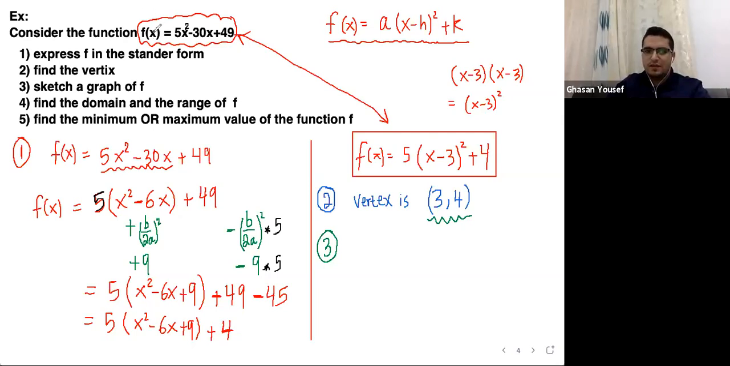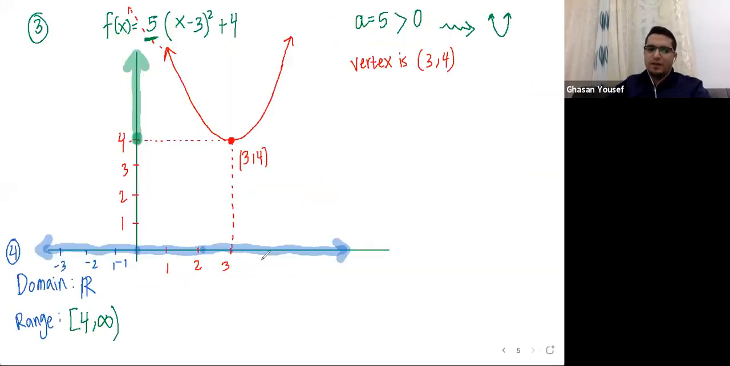Set x equals 0. So we'll get 5 times 0 is 0, minus 30 times 0 is 0, plus 49. So it's 49. So the y-intercept is 49. And the x-intercept here, we don't have an x-intercept. This is a challenging question.